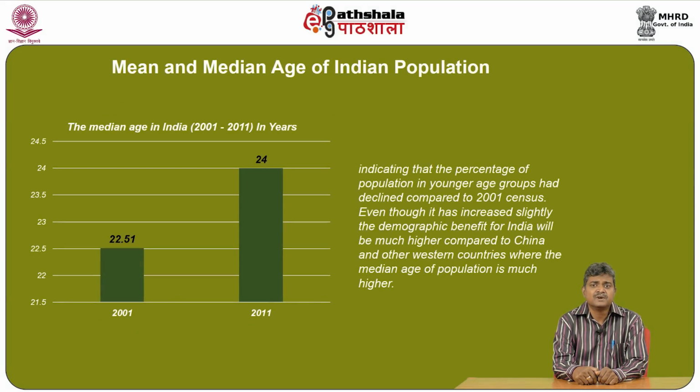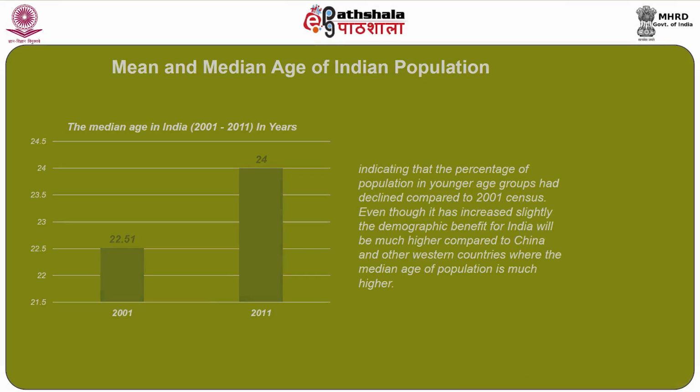Mean and median age of Indian population. The median age in India rose from 22.51 years in 2001 to 24 years in 2011, indicating that the percentage of population in younger age groups had declined compared to 2001 census. Even though it has increased slightly, the demographic benefit for India will be much higher compared to China and other Western countries.